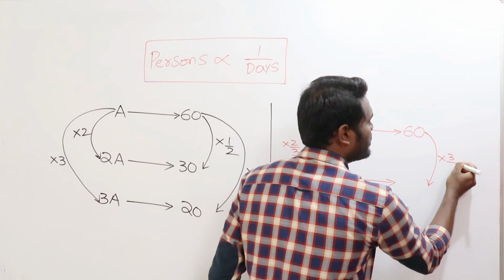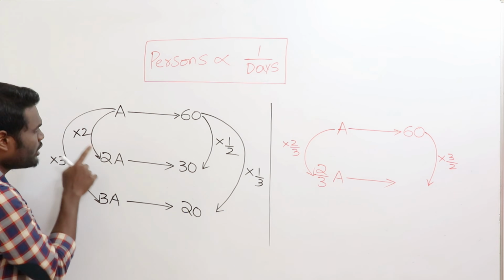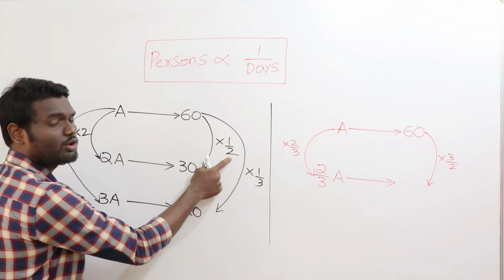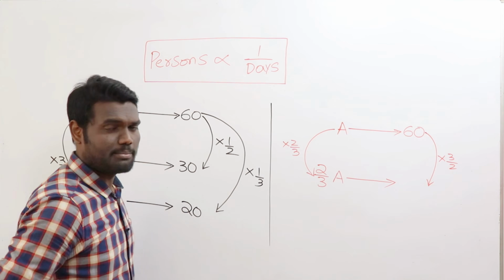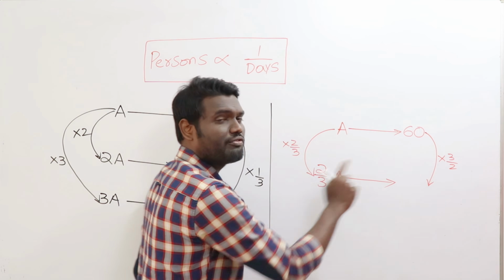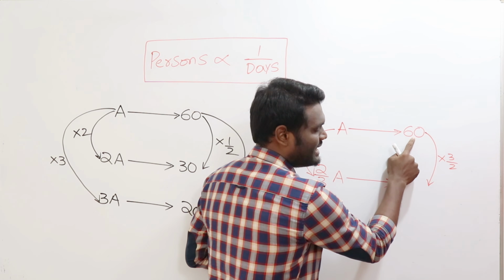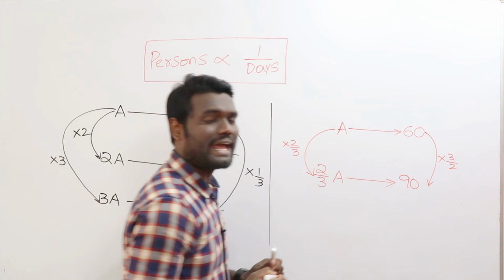Why? Because the same concept we discussed here: if the number of persons is going to become double, the number of days should become half, because the inverse of 2 is half. So as we have said, persons and days are inversely proportional. If the number of persons becomes 2 by 3, the number of days should become 3 by 2. Now for 3 by 2, 2 goes into 60 how many times? 30 times. 30 into 3, we can say the number of days is going to be 90 days.